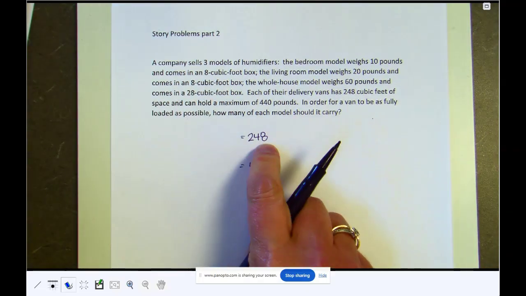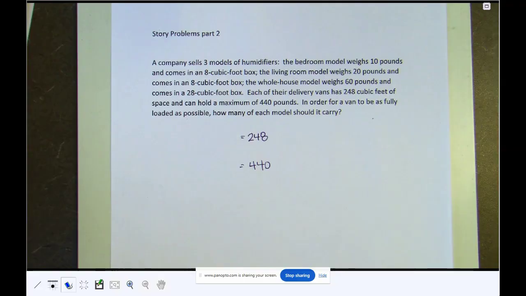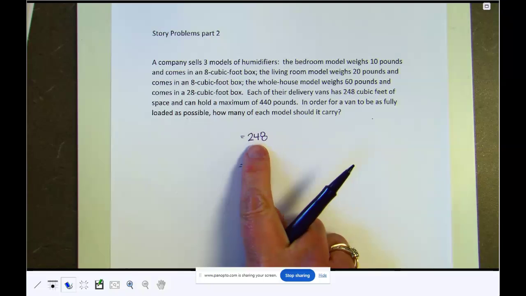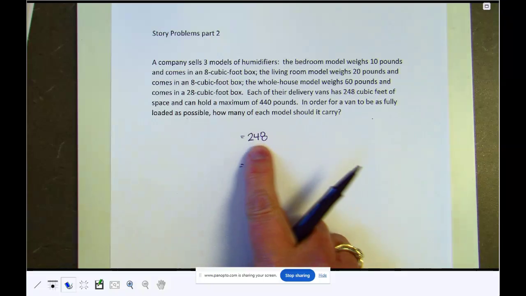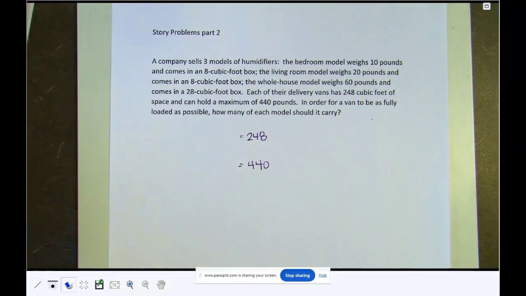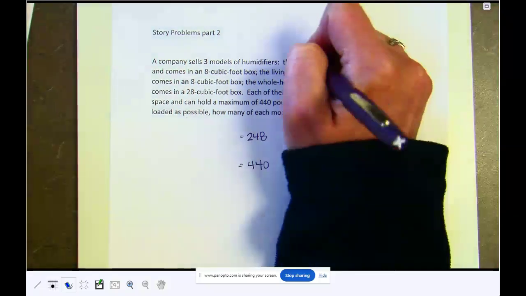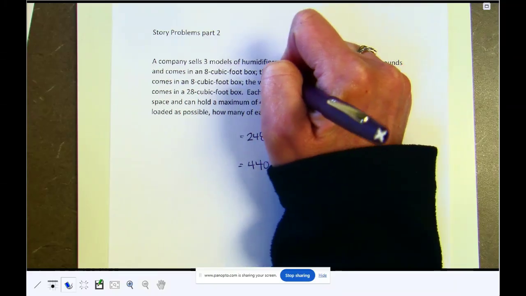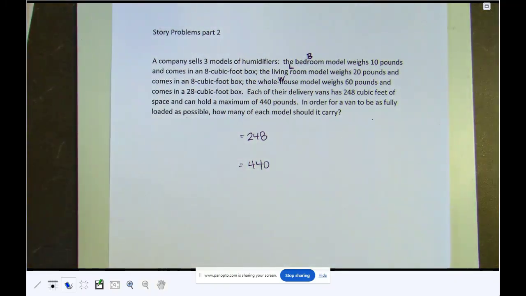This is why we go back to when we talked about story problems, we talked about the units matter. This is 248 cubic feet. Therefore, all of the coefficients out here need to be cubic feet. Okay, and to make life easy, let's go B and L and W. X, Y, Z just makes my head hurt.